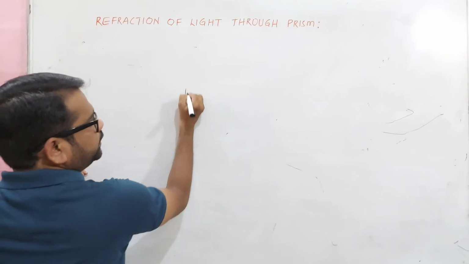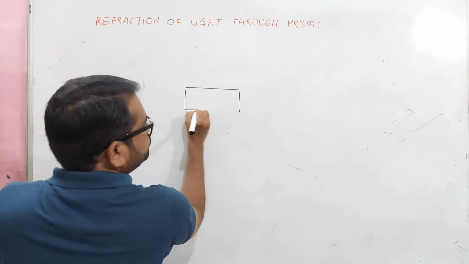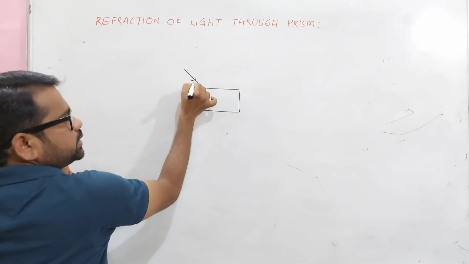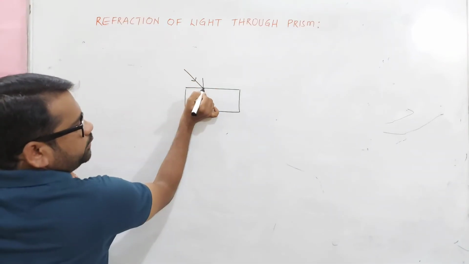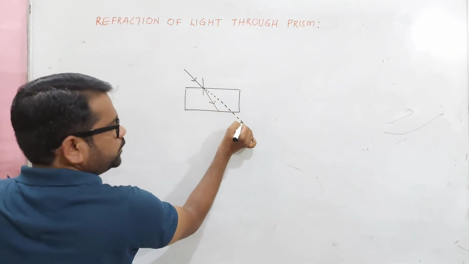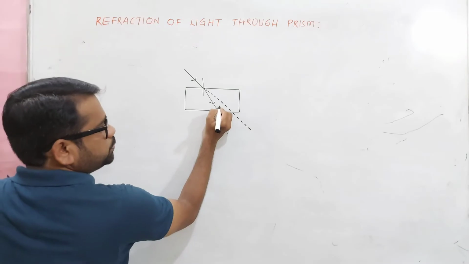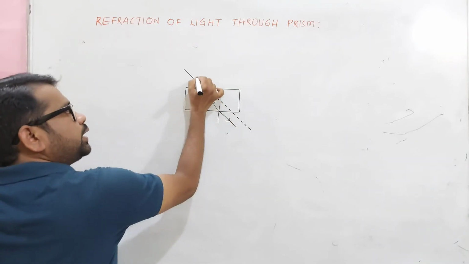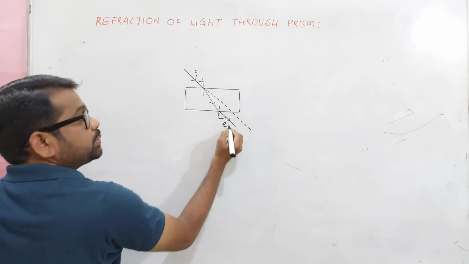Children, in the case of the glass slab, this is what we got. When light falls like this, what happens? Here we have taken a normal, and it will move towards the normal, and this will be the original path of the ray. And at this point, what happened? So it will go like this, so that this is the angle of incidence and here is the angle of emergence.